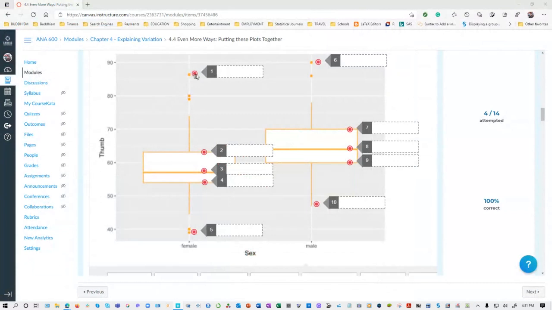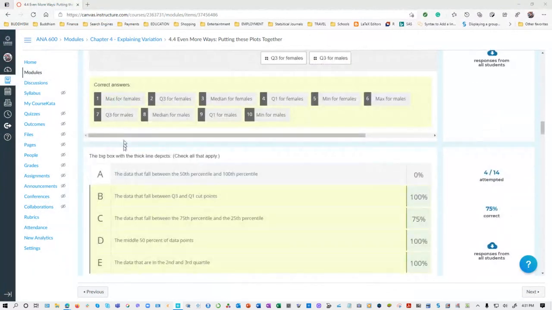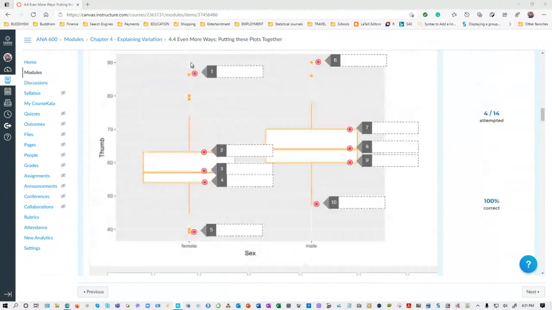Okay, so the last top one is the max. Max for females. Two is definitely. How about this one? This one is nothing but Q3 plus 1.5 IQR. If they had put an arrow over here to label this one, you could simply say this is nothing but Q3.